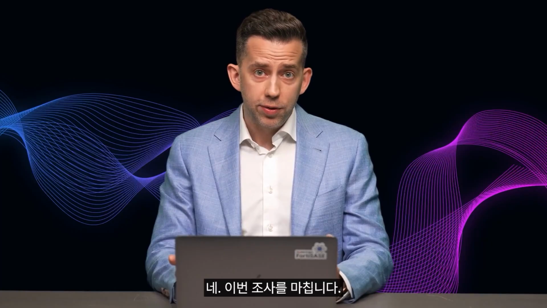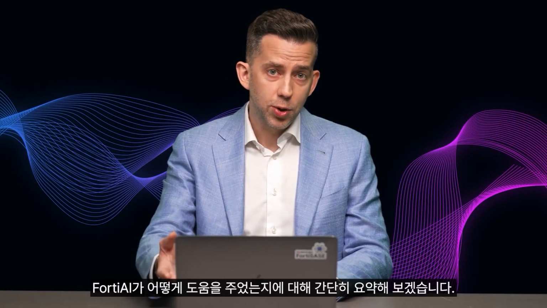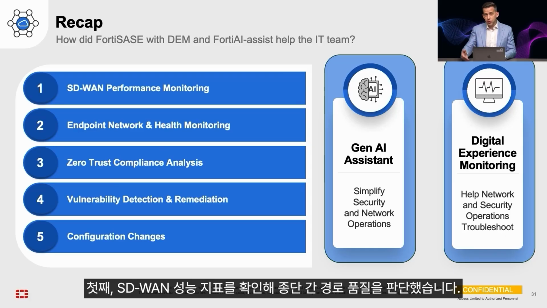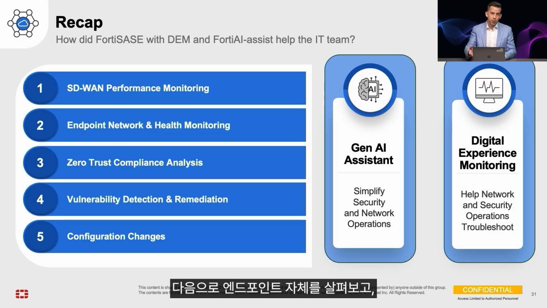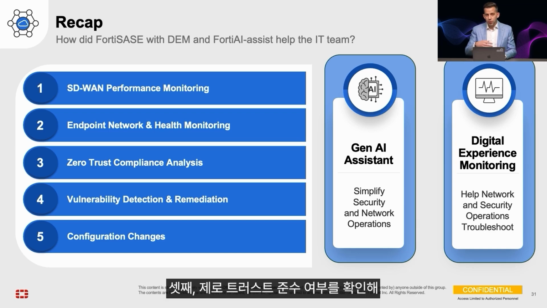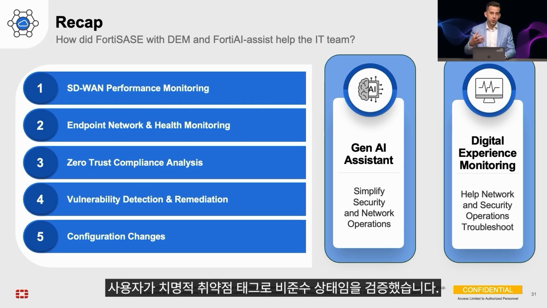Okay, that concludes the investigation. Let's just do a quick recap of how FortiAI was actually able to help here. First, it was able to look at the SD-WAN performance metrics and determine end-to-end path quality. Next, it was able to look at the endpoint itself, both the health monitoring metrics as well as the endpoint network. Third, we were able to look at the zero trust compliance and verify that the user was non-compliant with our critical vulnerability tag.